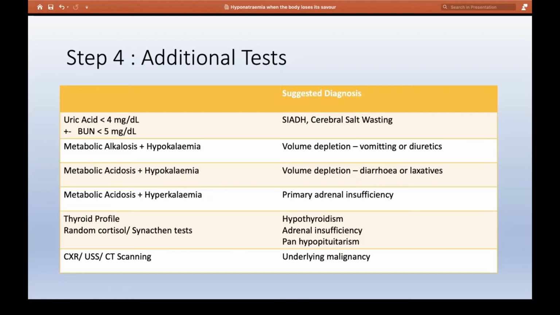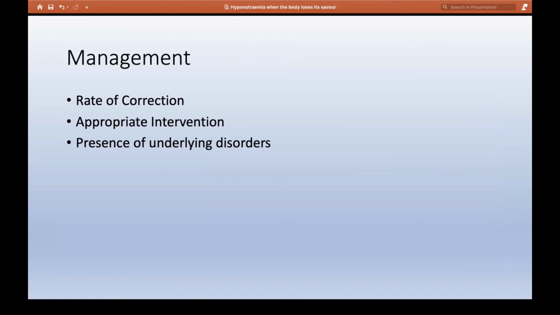Always look at the thyroid profile and have a low threshold of checking for random cortisol in chronic hyponatremia to exclude adrenal insufficiency leading into pan-hypopituitarism. You can also do imaging. So management, you need to correct the patient's sodium by giving appropriate interventions and looking at the underlying disorders.